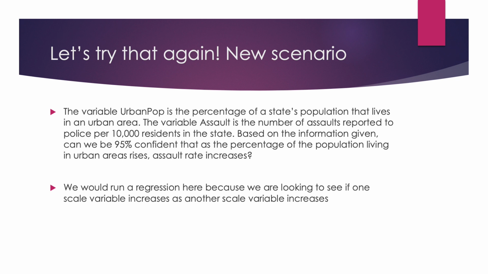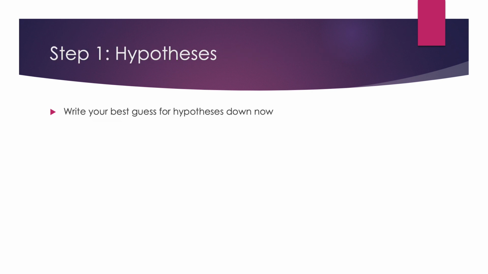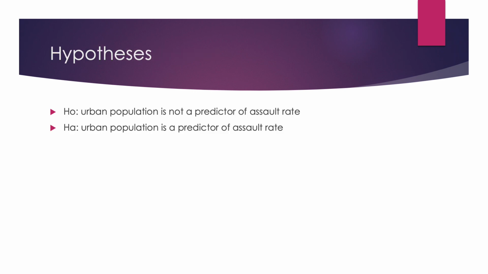We would run a regression here because we are looking to see if one scale variable increases as another scale variable increases. Guess what we're going to do? First step is hypotheses. So right now, write your best guess for hypotheses down. For this problem, the null hypothesis would be urban population is not a predictor of assault rate, and the alternative hypothesis would be urban population is a predictor of assault rate.